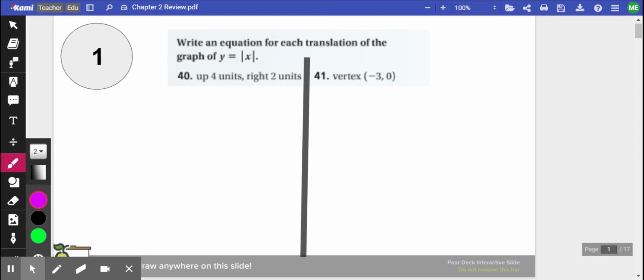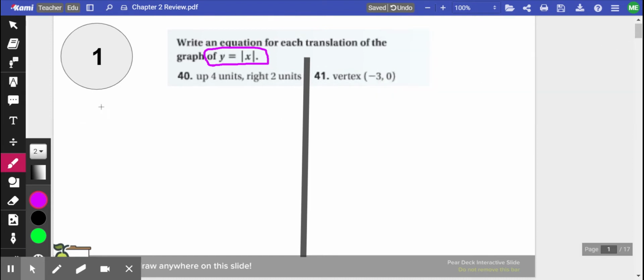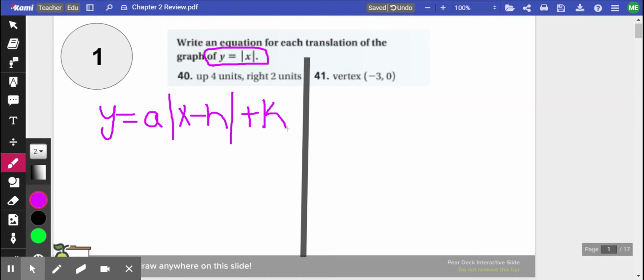If you look at this first slide, it is asking us to write an equation for each translation of the graph of y equals the absolute value of x. If we are writing an equation, the first thing we need to know is the function formula. The generic formula is y equals a, which is our factor, times the quantity of the absolute value of x minus h, and then plus k after the absolute value.